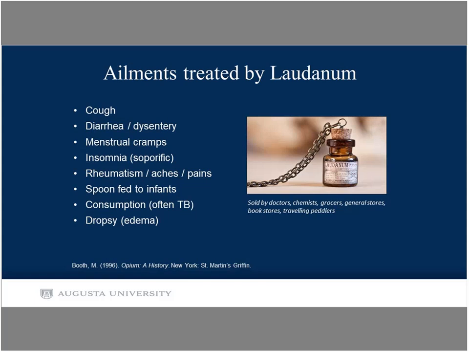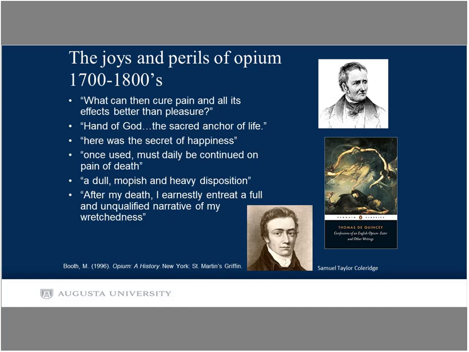Initially, it was being used to treat a number of different ailments in the form of laudanum, including cough and diarrhea. It was given to infants to soothe their mouths while they were teething, or to calm them if they were sick. And in the 1700s and 1800s, we see quotes indicating both praise as well as peril from opium.